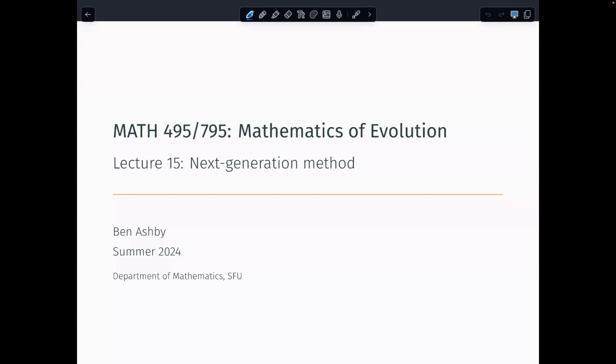Today we are going to be talking about something called the next generation method, next generation matrix. This is continuing our discussion of adaptive dynamics and how we can use adaptive dynamics to model phenotypic evolution.